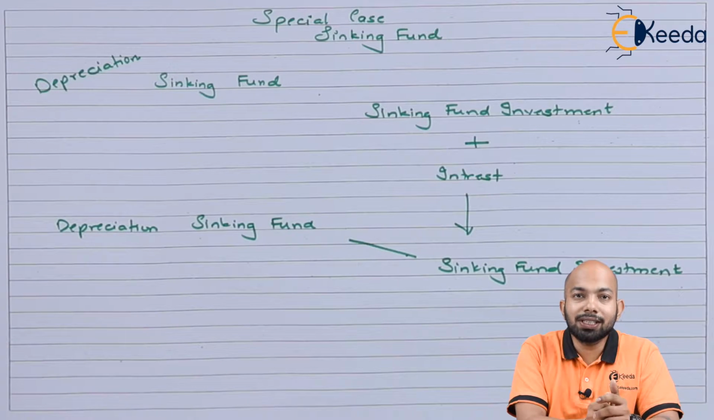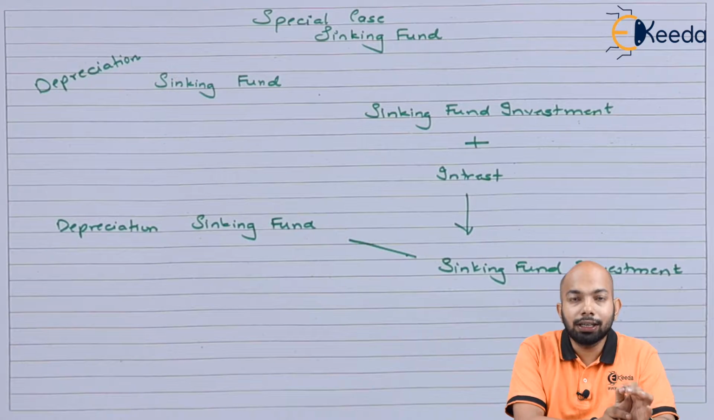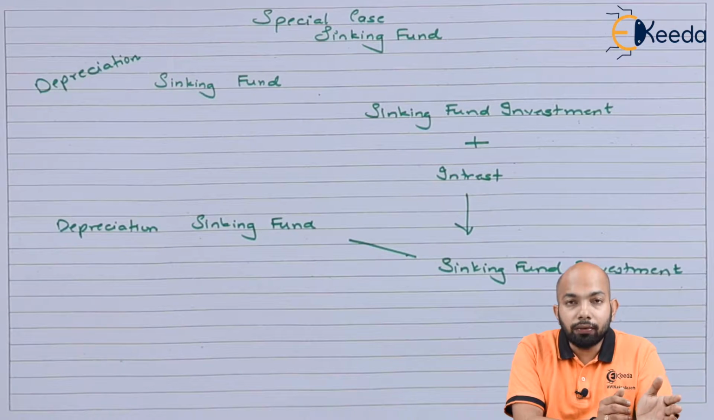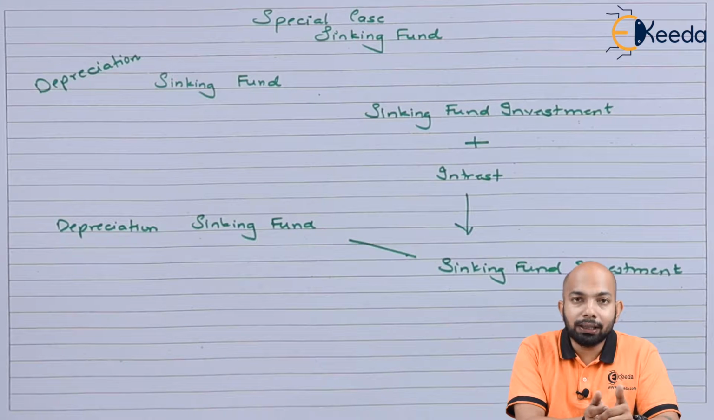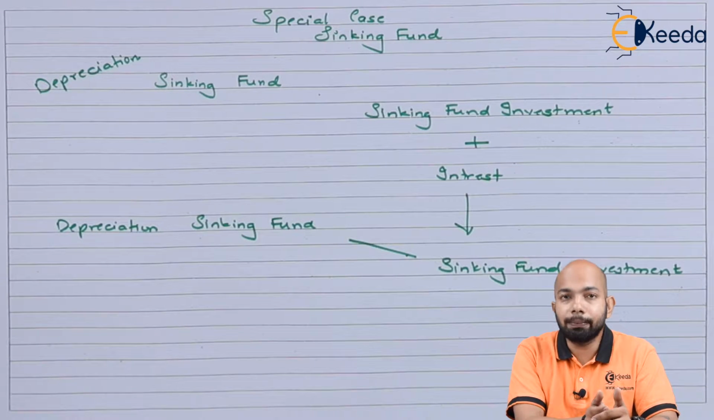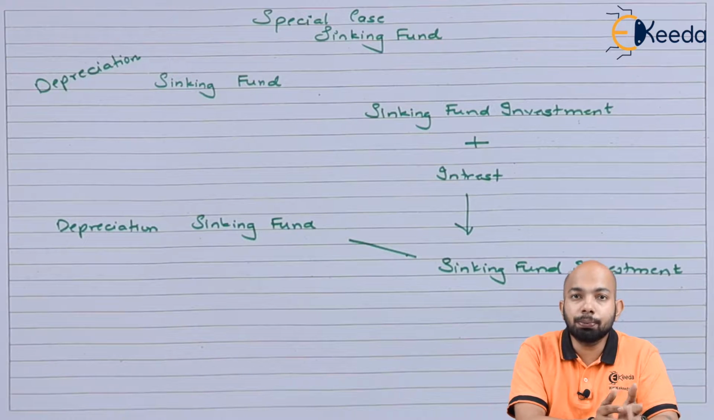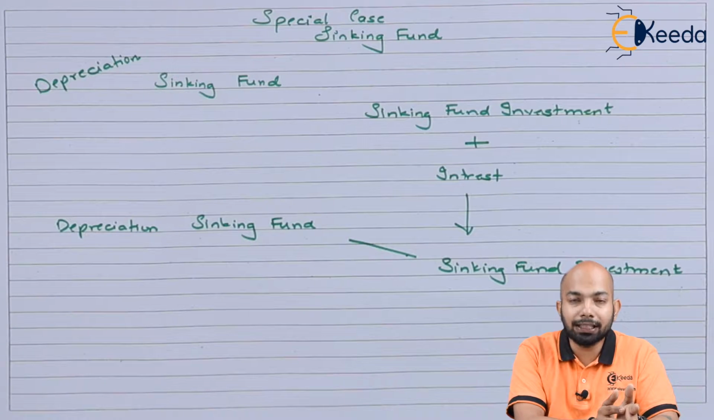So when we speak about sinking fund, let us get to the basics of it first. Whenever an asset is procured, it has a certain useful life. Whenever the asset reaches its useful life, it is supposed to be replaced, and a new asset is supposed to be brought into its place because this asset will become obsolete.